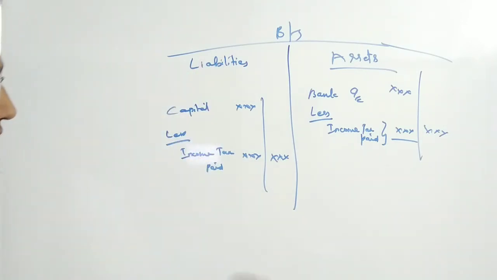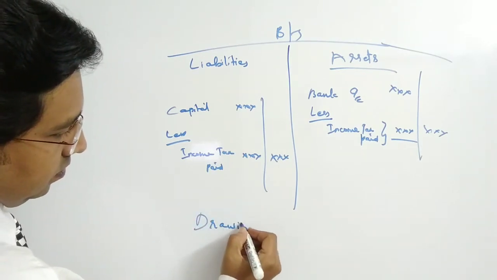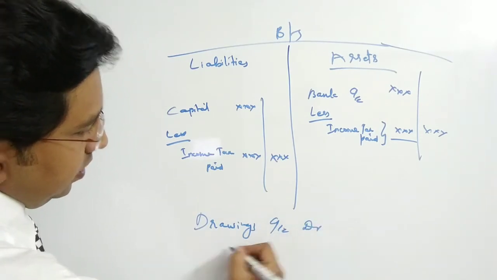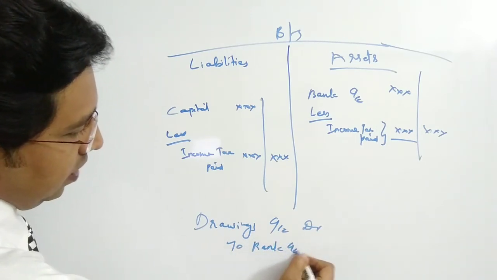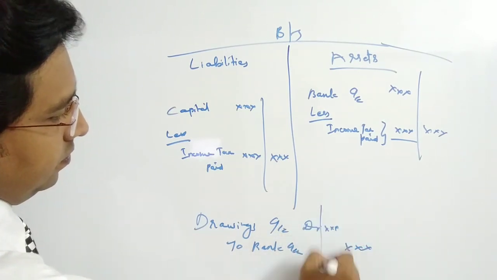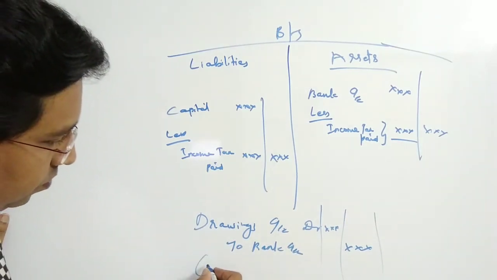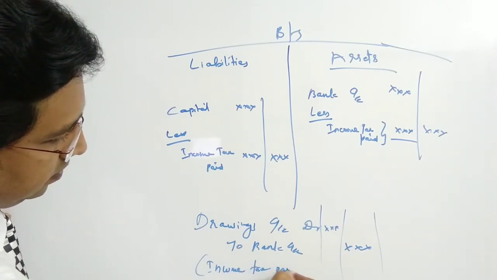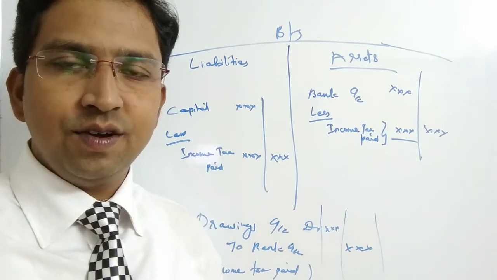As far as the adjustment entry is concerned, it's well known: drawings account debit to bank account or cash account. The narration would be income tax paid. So that is how we should treat the income tax account.